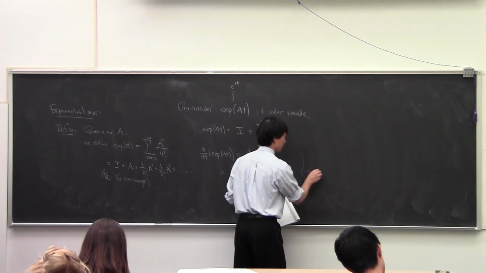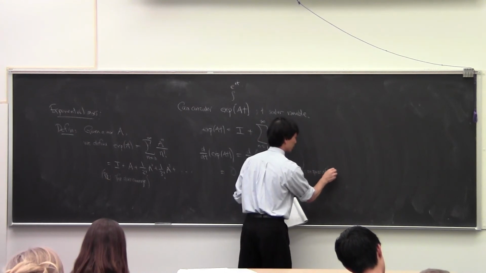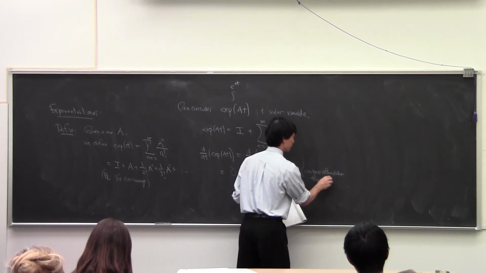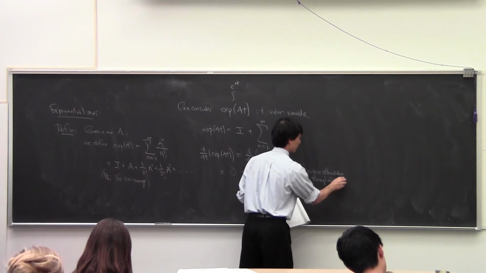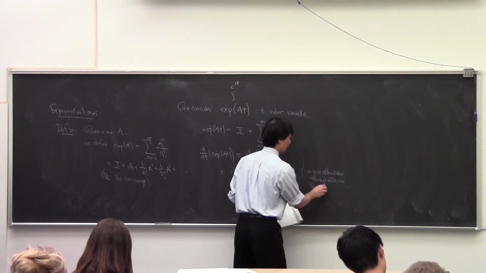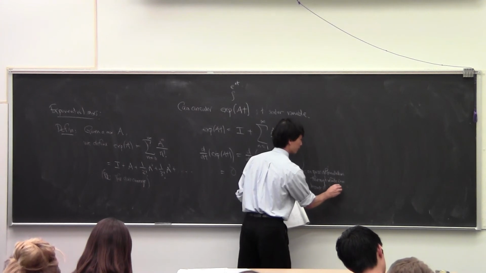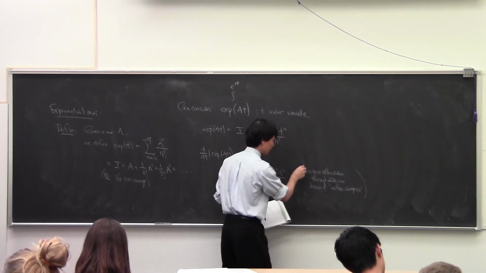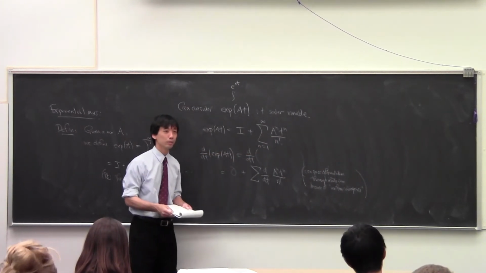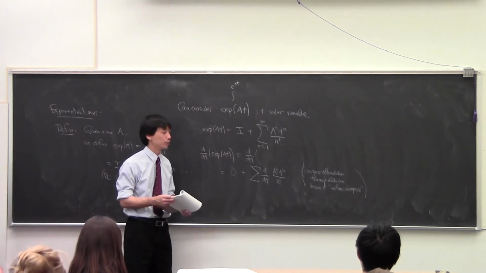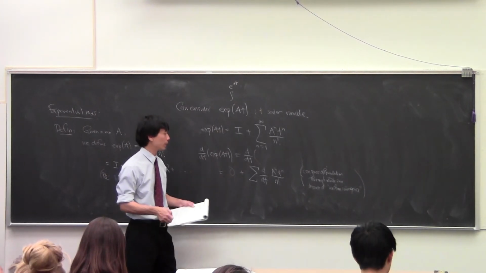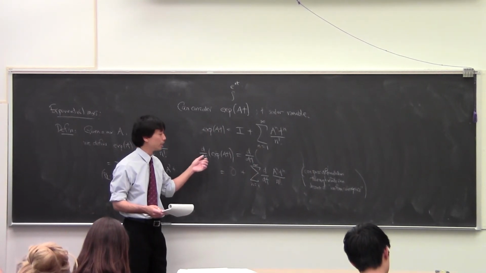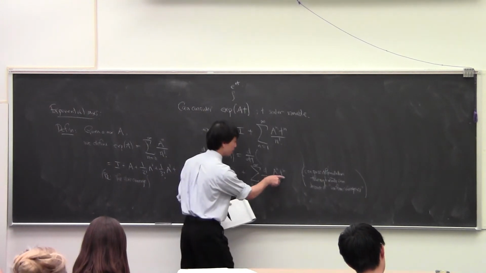We can pass differentiation through the infinite sum because of something called uniform convergence, which unfortunately is not covered in the prerequisites for this course. It's covered in 131 or sometimes in 132. In any case, this function does converge uniformly, and so you can pass it through. Then you just differentiate and see what happens.